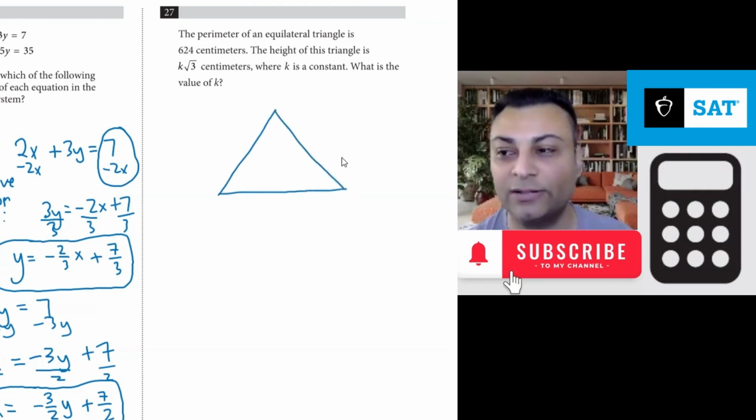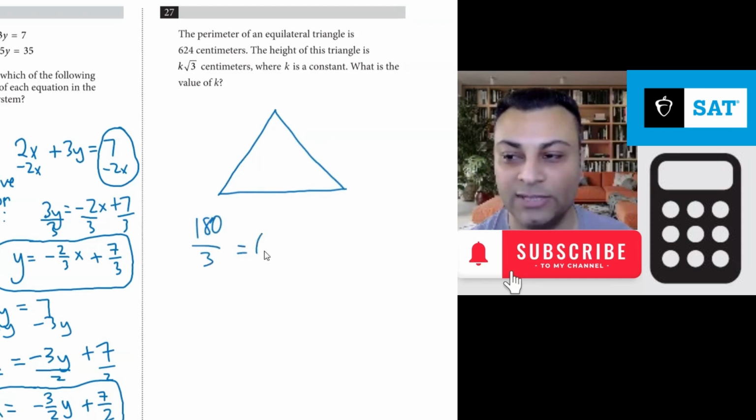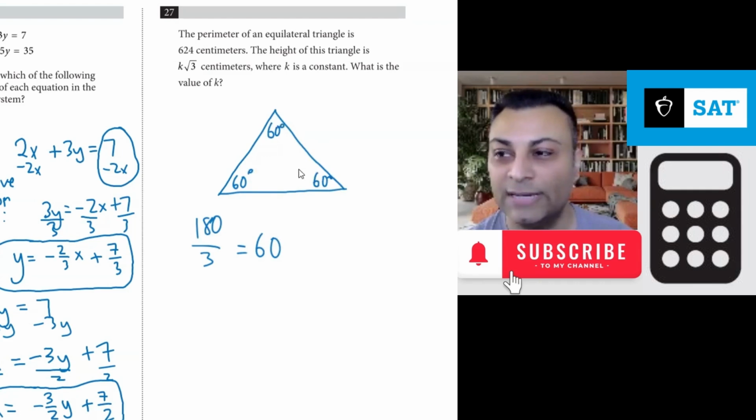Now, an equilateral triangle, because the angles are all congruent, we will do 180 divided by 3, which is 60. You can use your calculator. And so you find out that this is 60 degrees, and this is 60 degrees, and this is 60 degrees. Okay, all good. Now we want the height of this triangle.